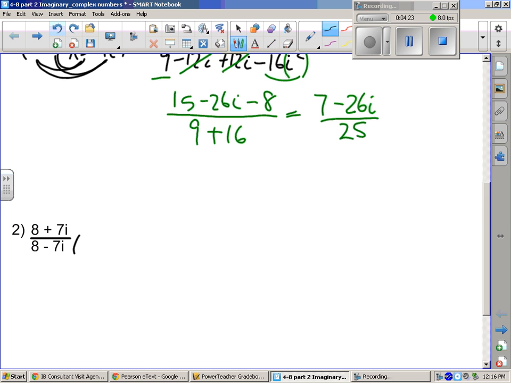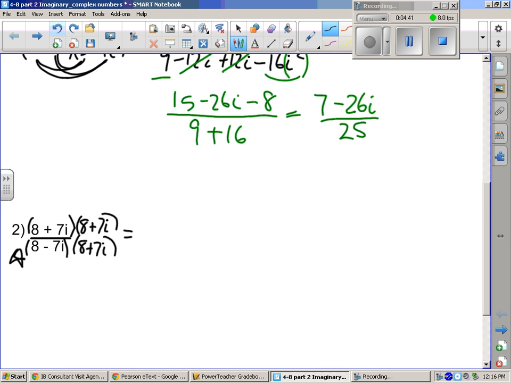So we're going to multiply by 8 plus 7i. And you picked that because that's the conjugate of the bottom. That's what you have to worry about. Top doesn't really matter. It's the bottom. Is that a star? That is a star. It's a Kendall star.